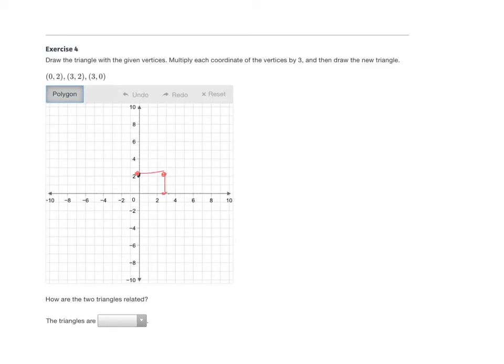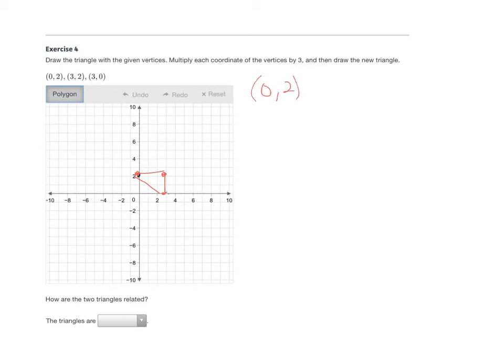So this is a right triangle. And then we have to multiply each of the coordinates by 3. So this has a scale factor of 3. So here I'm just going to write this out.